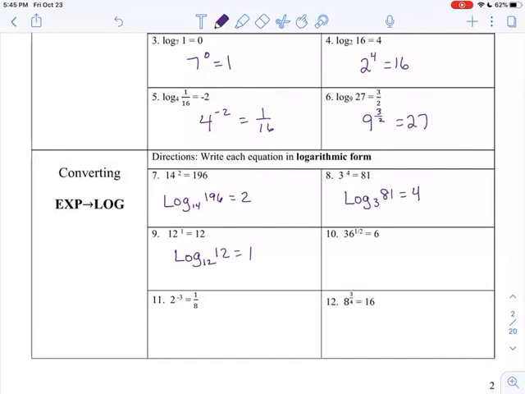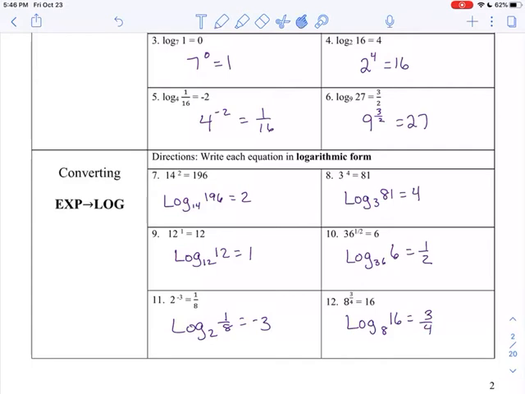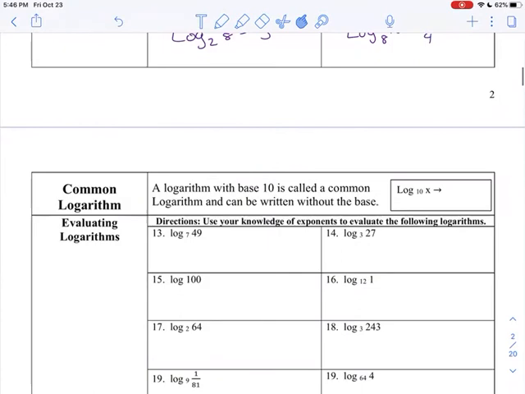It's very different, logs, and we'll eventually get to when they'll be used. 12 to the first power equals 12. Log base 12 of 12 equals 1. 36 to the 1/2 power equals 6. Log base 36 of 6 equals 1/2. 2 to the negative 3 equals 1/8. Log base 2 of 1/8 equals negative 3. And the last one, log base 8 of 16 equals 4/3.